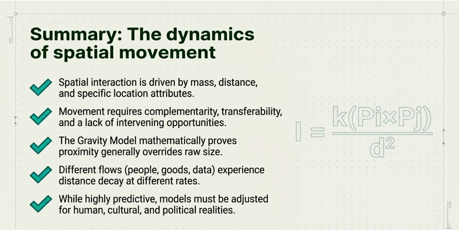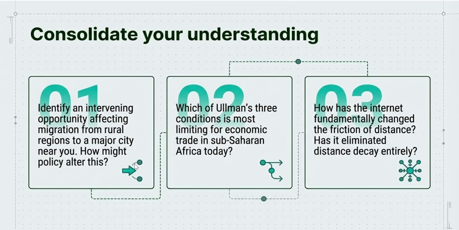So I want to move on. Summary: the dynamics of spatial movement. It explains interaction is driven by mass, distance, and specific location attributes. Movement requires complementarity, transferability, and a lack of intervening opportunity. There must be a lack of this for interaction to actually exist. Different flows, people, goods, data, experience distance decay at different rates. So you can look at this, consolidate your understanding, and apply this.